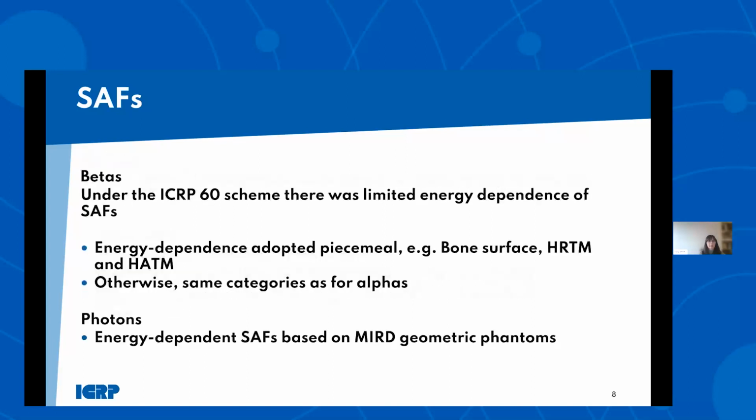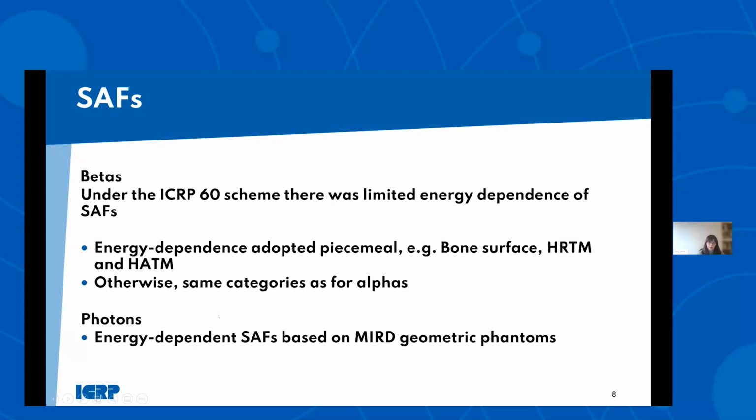Okay, moving on to betas. Again, under ICRP 60 there was limited energy dependence. Energy dependence was adopted piecemeal throughout the publications because it was a time of quite a lot of transition in the way we were developing models and moving forward. So we had, for example, energy dependence for the bone surface, for the HRTM, and also for the human alimentary tract model when that came in. Otherwise, the categories were the same as for alphas.